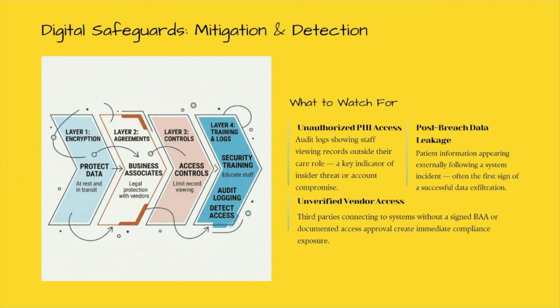Post-breach data leakage. After a data breach, there could definitely be more signs that a data breach has happened that can continue and linger on. This could be like patient information appearing externally following a system incident. So patient information would be basically appearing in areas where it shouldn't be, like the internet. And that's often the first sign of a successful data exfiltration.